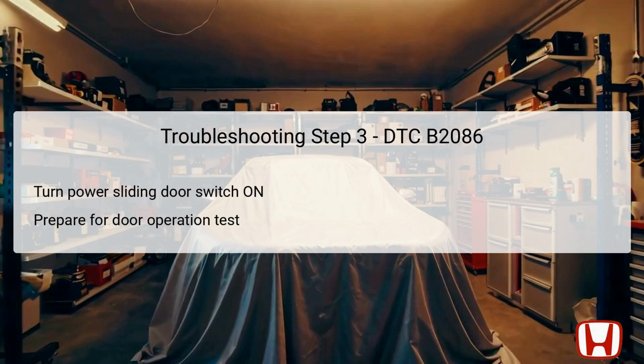The third step in troubleshooting DTC B2086 involves turning the power sliding door main switch to the on position. This activation is crucial as it enables the power sliding door system to function. By turning the switch on, you facilitate the communication between the control unit and the mechanics of the sliding door.